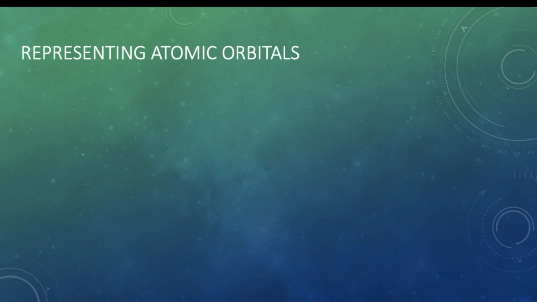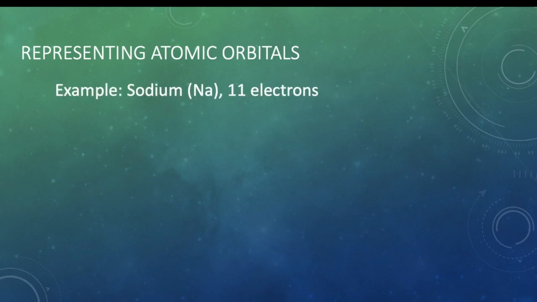Now we always need ways to represent the atom so that we can talk about it and try to explain observations of various experiments. So for example, let's say we want to represent a sodium atom. Sodium is going to have 11 electrons that we need to include in our model.